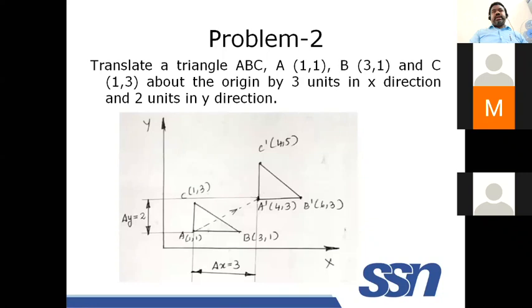Okay. If you plot the diagram by taking appropriate scaling and all, you can make it this one. You can make this one as well. Okay. This is the initial position. X is 3 means for every coordinate add X. Okay. A prime will be 4. This will become 6. This will become 4. Okay. 4, 6, 4. And add Y is 2.